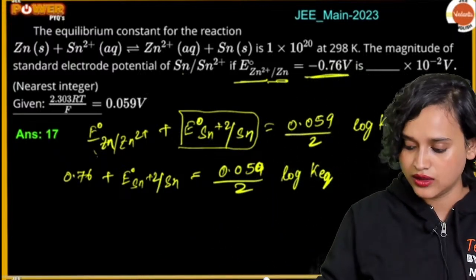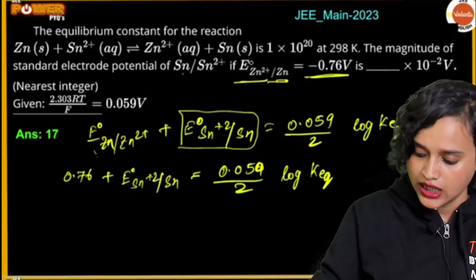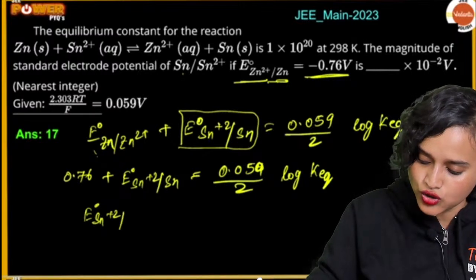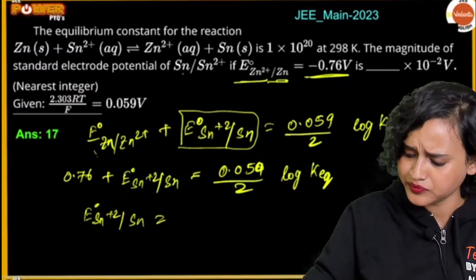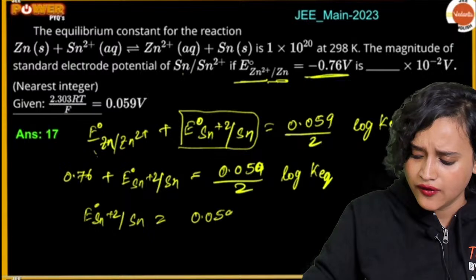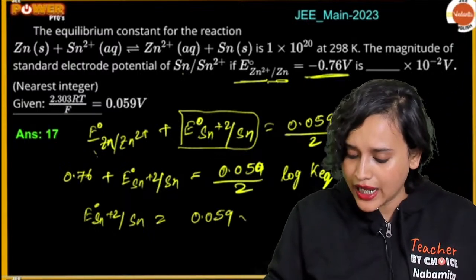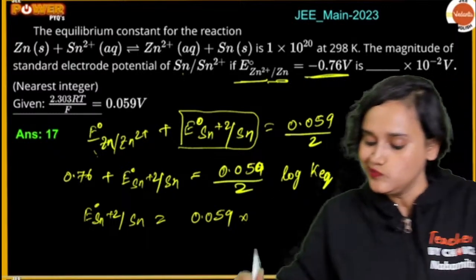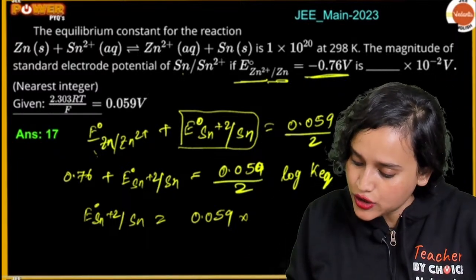Hello, people. Not done. Now we can calculate it from here. E naught Sn plus 2 to Sn is equal to 0.059, multiplied with everybody. Now calculate this and see what else is given to you.